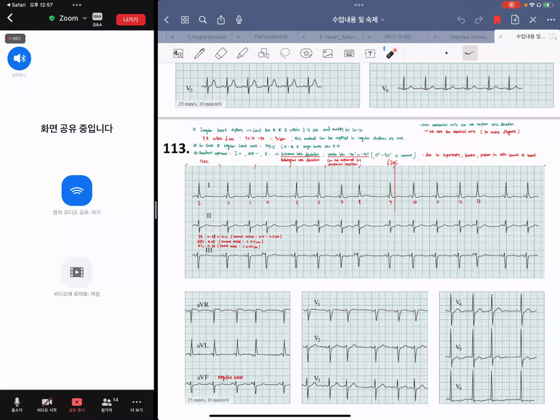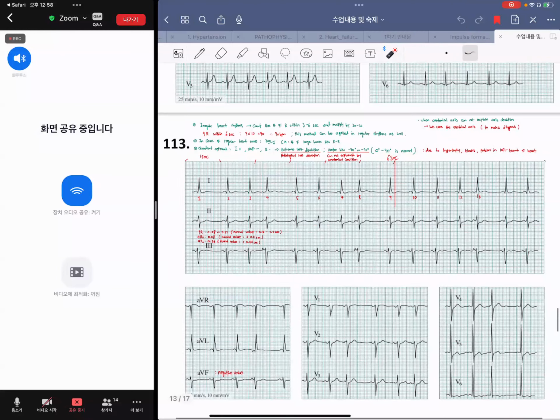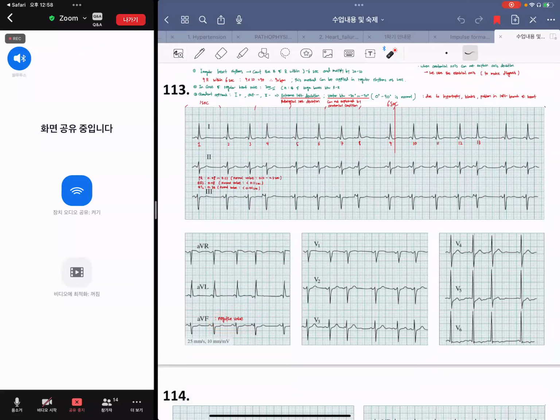And I use the quadrant approach, where lead one shows a positive value, but to be honest, lead two, I think, is slightly negative. Very good. And when we move on to aVF, it shows a negative value, so it's extreme left deviation. The vector is between negative 30 and negative 90. The vector should be between 0 and 90 to be normal, but as it is between negative 30 and negative 90, we call it extreme left deviation.